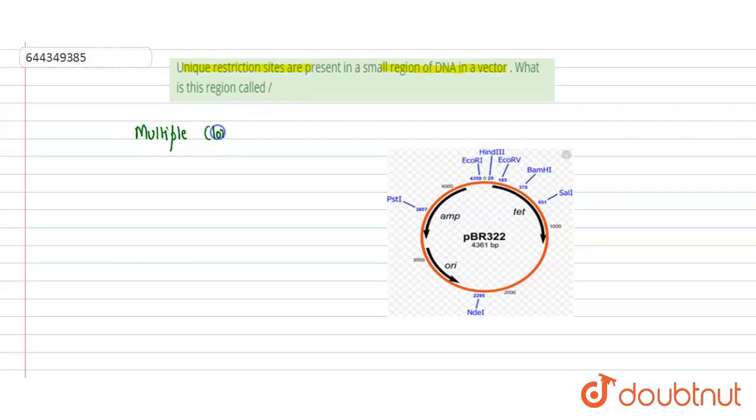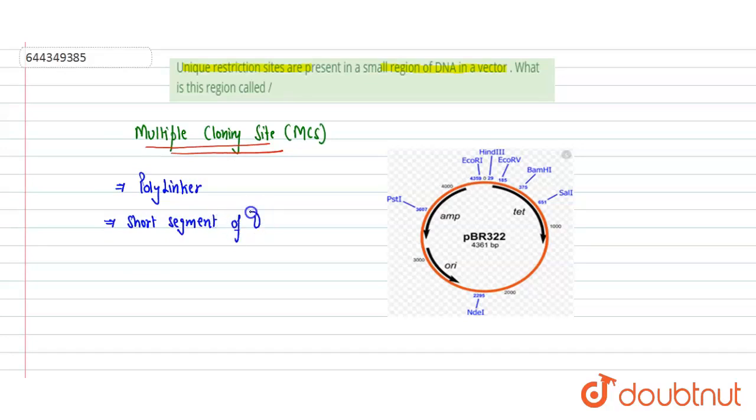Multiple cloning site, or MCS in short form. MCS is the multiple cloning site, also called a polylinker. It is a small region of DNA, or short segment of DNA, which contains very many restriction sites.